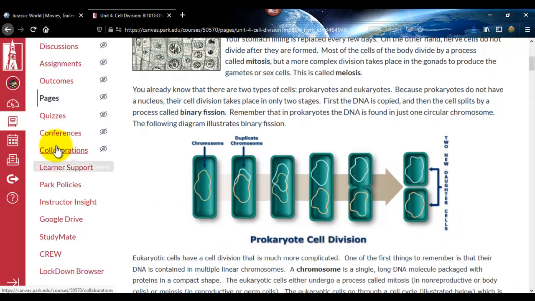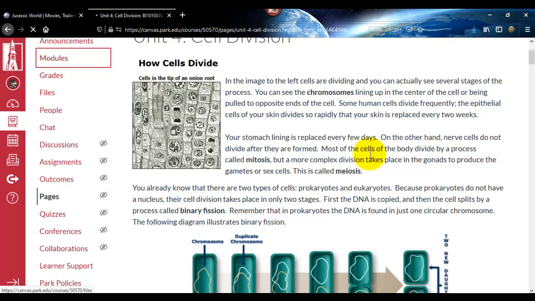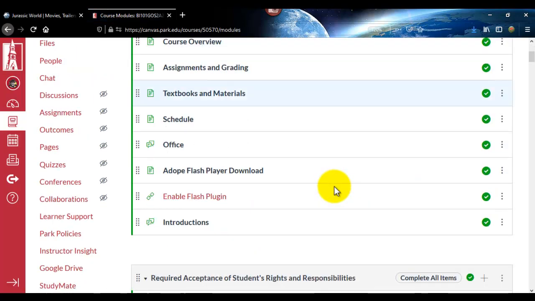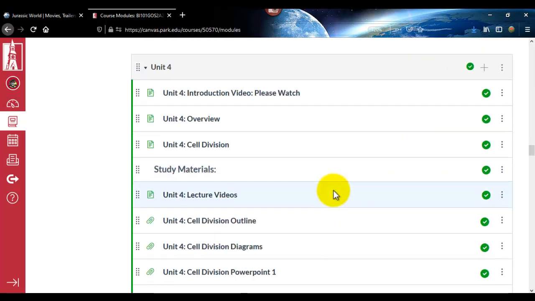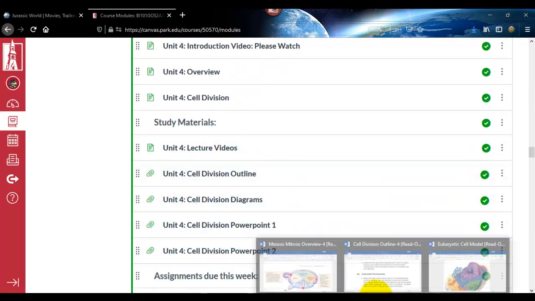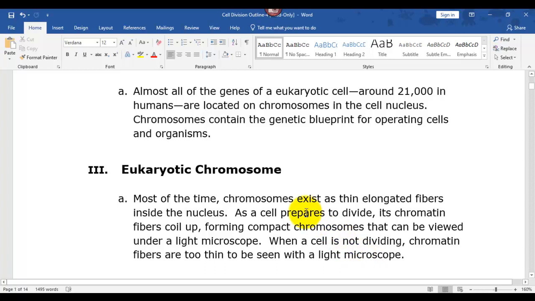All right, just while I'm here, just not to waste any time, let me go back. So we're into Unit 4. This is where we are. All right, I'm going to go down here.